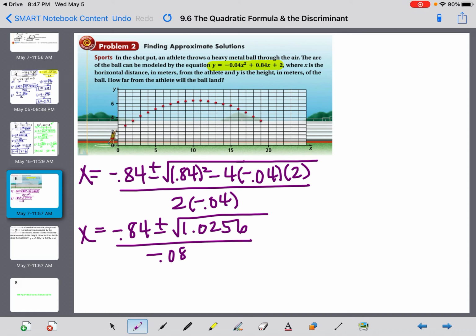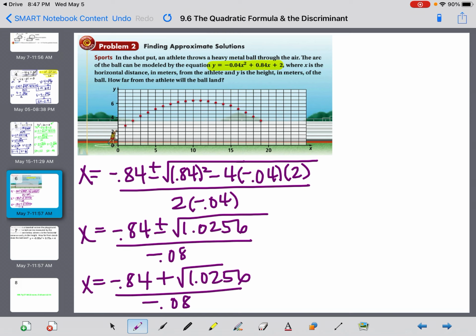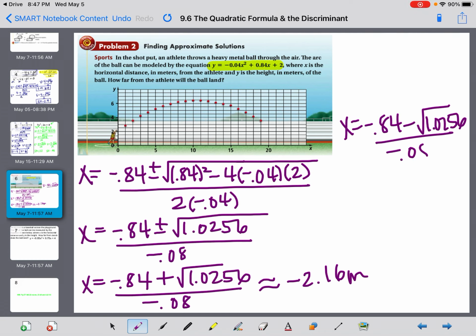Okay, so now I'm going to split it. x is equal to negative 0.84 plus the square root of 1.0256 all divided by negative 0.08. And that's going to tell me that I get approximately negative 2.16 meters. And the second one, when I split, is going to be x is equal to negative 0.84 minus the square root of 1.0256 all divided by negative 0.08. And with a calculator, that tells me that it's approximately 23.16 meters.